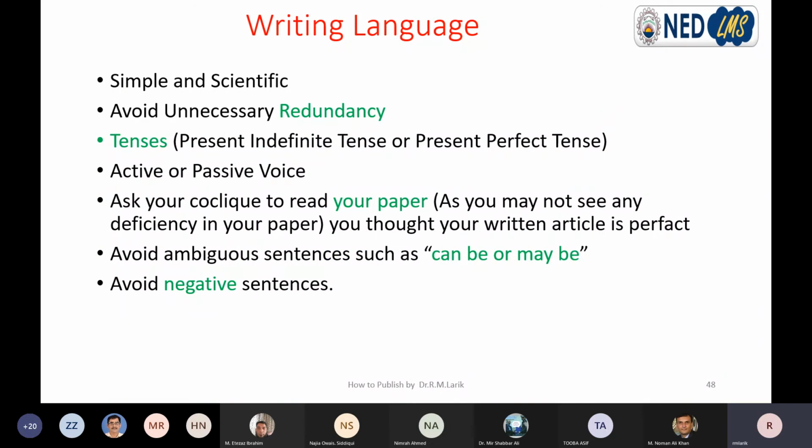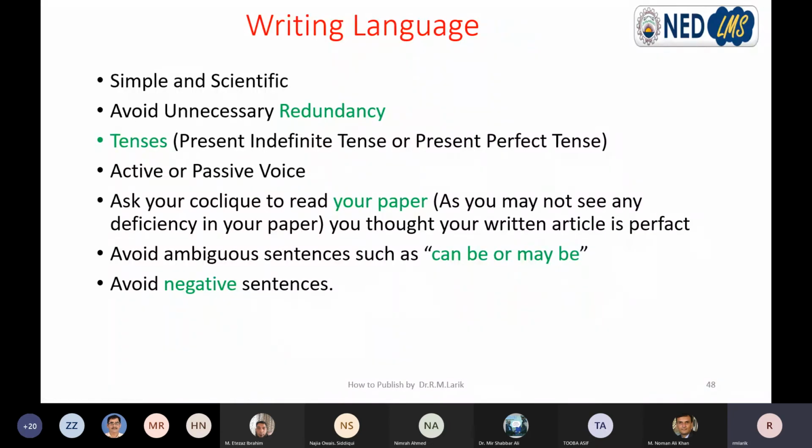Writing language is very important. You need to avoid unnecessary redundancy. The tenses must be present indefinite tense or present perfect tense, right? Sometimes you write something and then the tense changes, right? So it gives less worth to the manuscript. And you may use active or passive voice whatsoever.